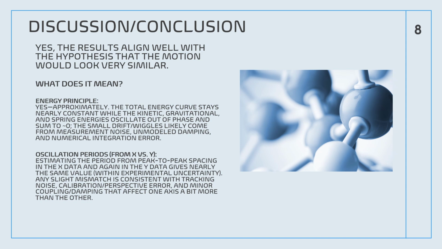So what does this mean? For the energy principle, yes, it was satisfied. The total energy curves stayed nearly constant while the kinetic, gravitational, and spring energies oscillated out of phase to sum to roughly 0. And then for oscillatory patterns, estimating the period from peak to peak spacing in the X data and again in the Y data gives nearly the same value.